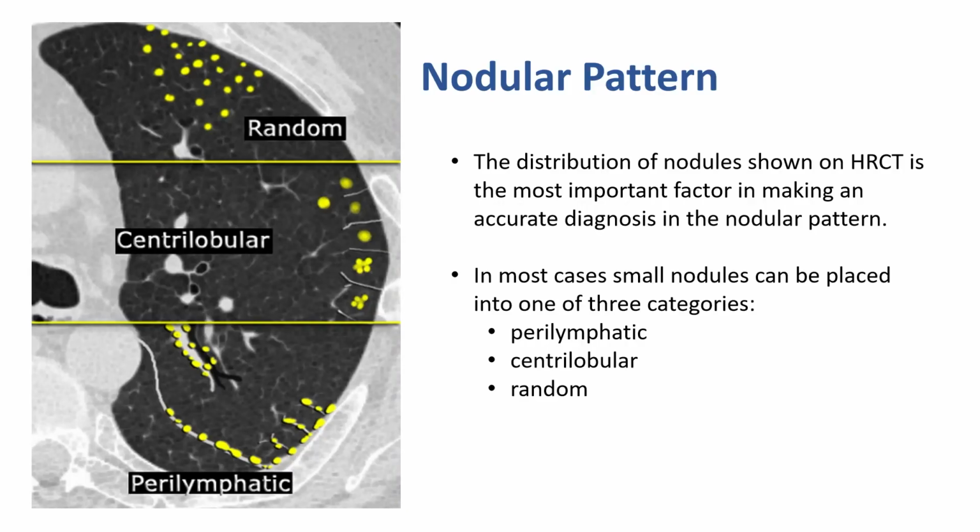First was reticular pattern, next is nodular pattern. So nodules that you see on a CT scan are randomly distributed nodules, just like these, or centrilobular nodules that we have already discussed where to see, and then perilymphatic distribution along the septae. Can you appreciate this?